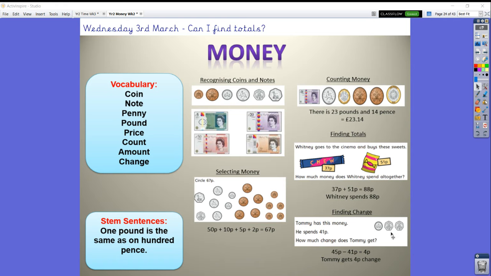Okay, good morning everybody. It's the 3rd of March today, so let's just revisit our vocabulary for money. So we've got coin, note, penny, pound, price, count, amount and change. So far this week we've been recognising our coins and notes and we've been counting them. Yesterday we looked at selecting the money and today we're going to find totals and finally we're going to find some change.